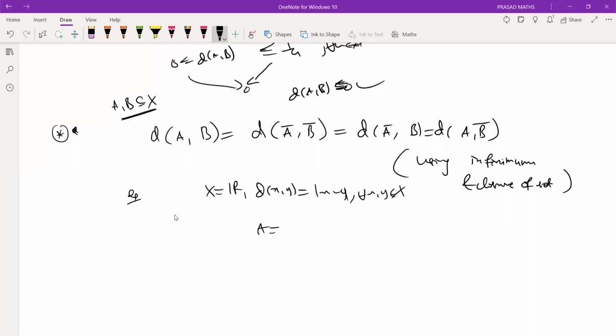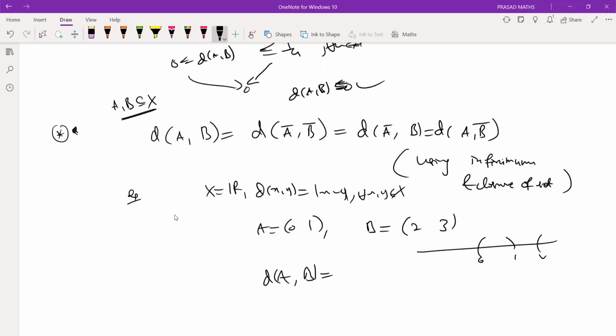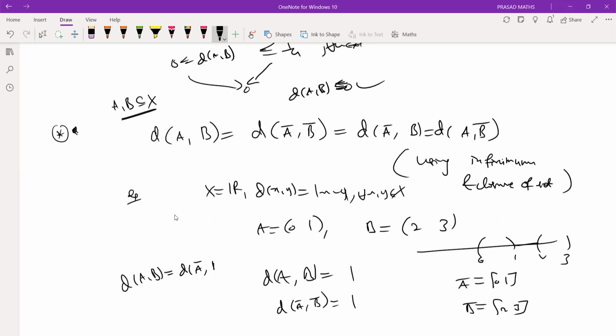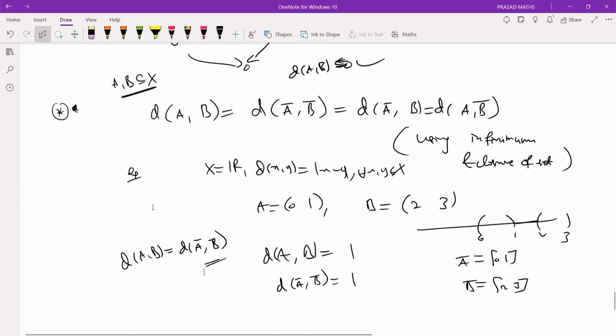Right? Suppose my set is A equals open 0, 1. Suppose you take B as 2 to 3. Distance between A to B we have already seen is 1. Similarly, distance between A closure and B closure. What is this? My A closure is actually closed 0, 1. My B closure is nothing but closed 2, 3. So distance between closed 0, 1 and closed 2, 3 means what? 1. Therefore, distance between A comma B is nothing but distance between A closure comma B closure. Is it clear?